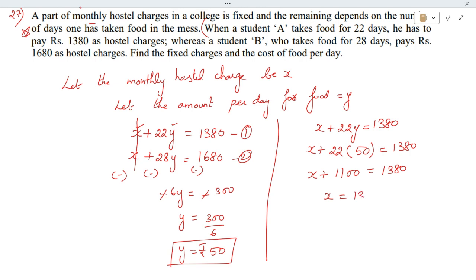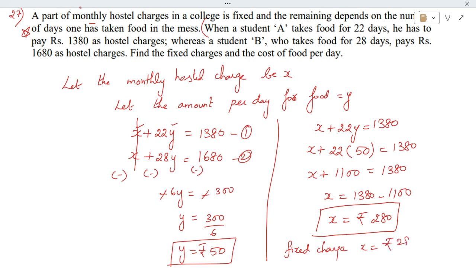x is equal to 1380 minus 1100. So it is going to be rupees 280, isn't it? So now I have to conclude: the fixed charges, that is x, is equal to rupees 280, and the cost of food per day, that is y, right? So is equal to rupees 50.